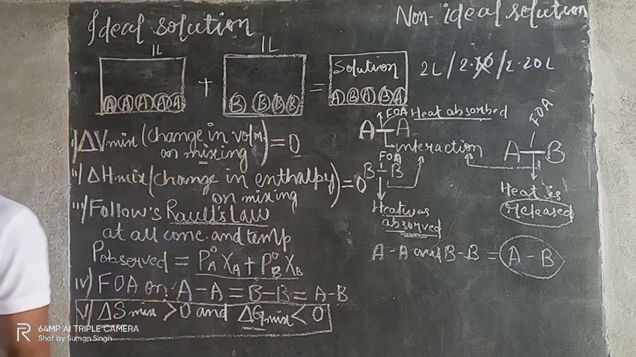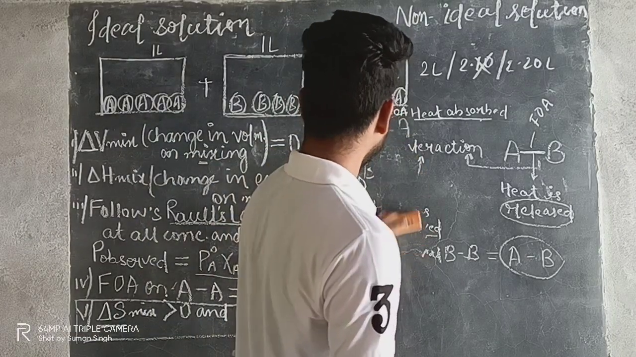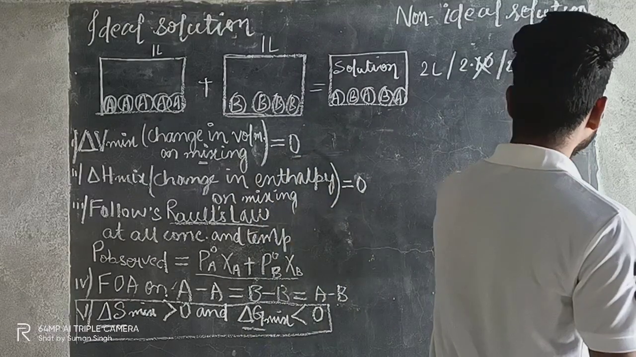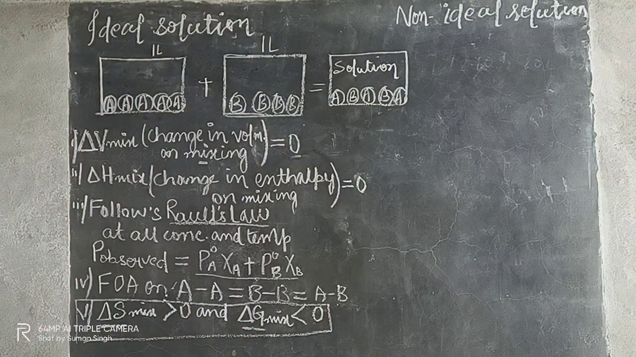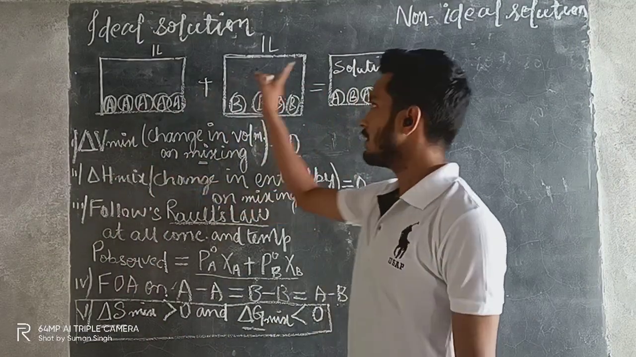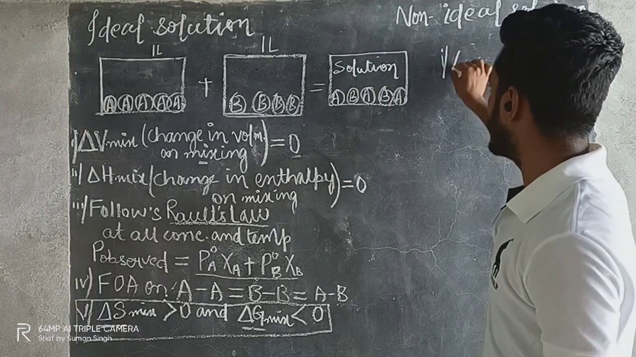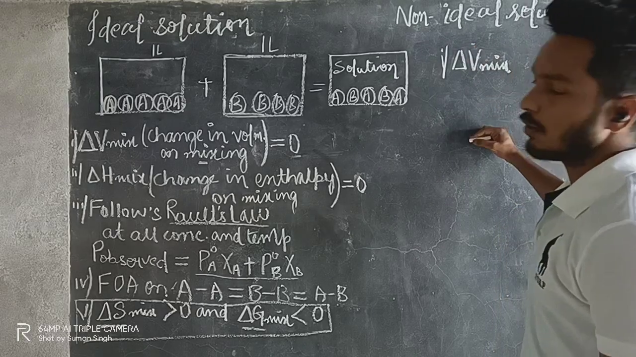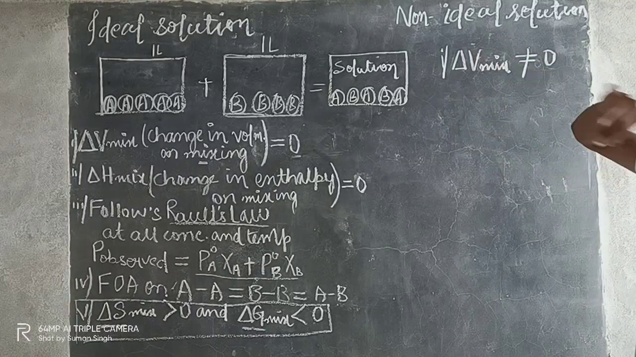Now we will talk about the next, which is non-ideal solution. If you have understood ideal solution, then it will become very easy for you to understand the non-ideal solution. So for non-ideal solution, the first thing which we have seen here is del V mixing, right? All of you can see this. So if it is a non-ideal solution, then the first condition is del V mixing, which is change in volume on mixing, will not be equal to 0. The first condition for non-ideal solution.